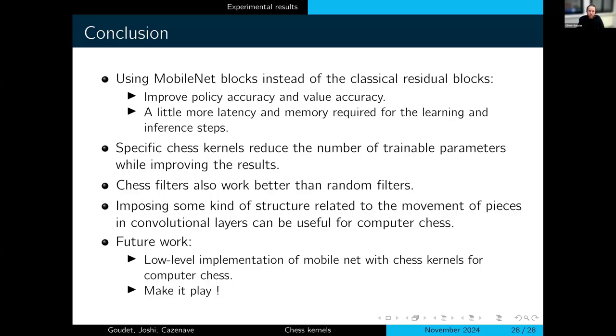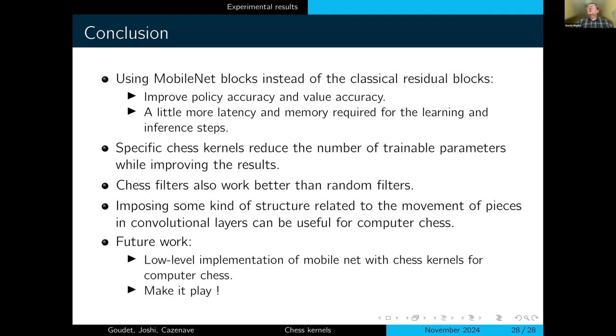Yes, I tried, but it was not better, for example, with the queen filters. So that's why I took only these 3 types of filters. I think it corresponds to the basic moves, because for the queen filters, the network can combine, for example, the bishop and rook and obtain the queen. So I think with my experiment, it was enough to use these 3 types of filters. Okay, that's interesting.